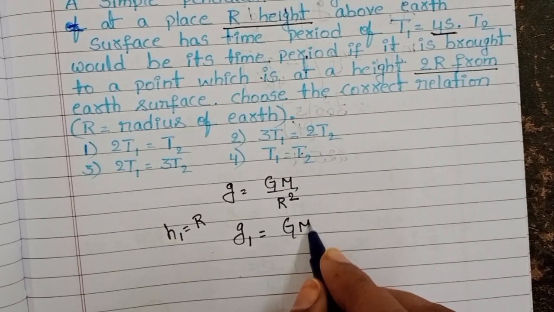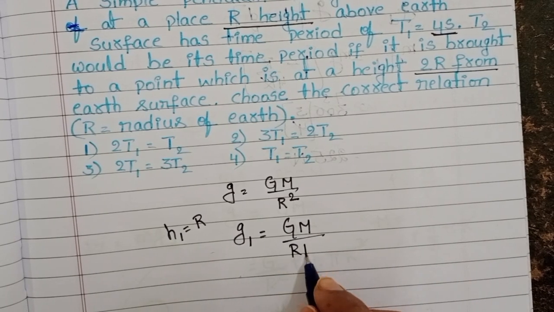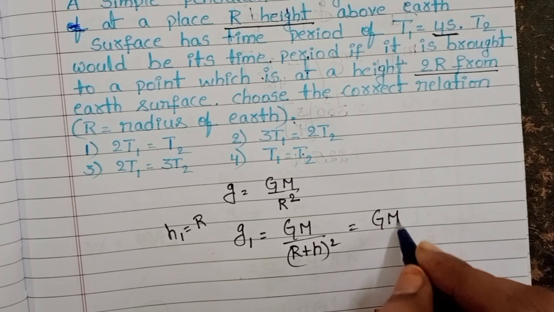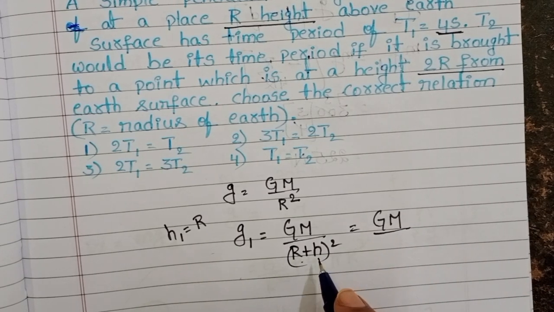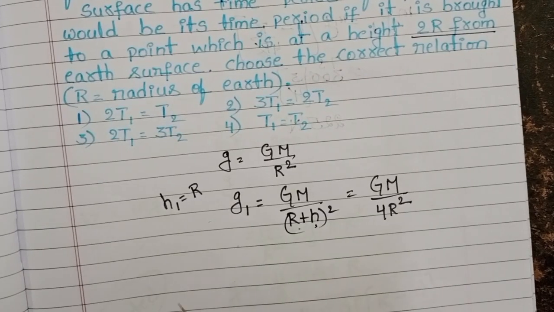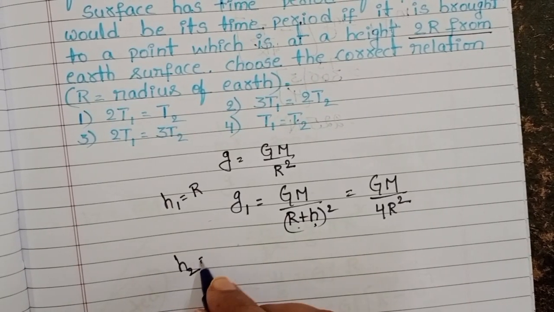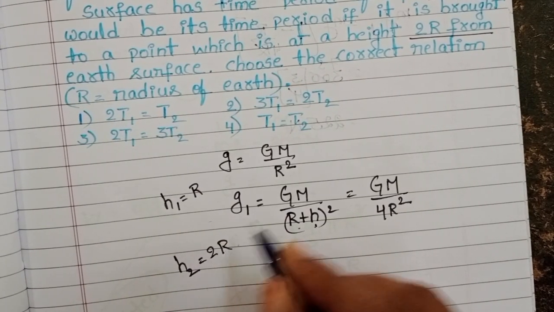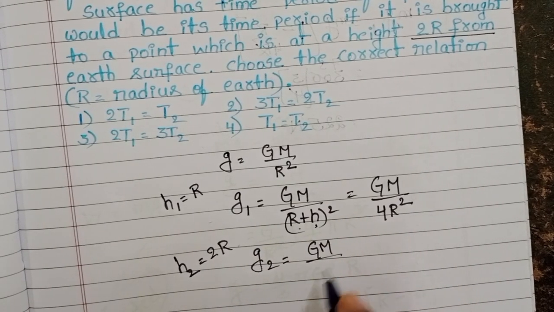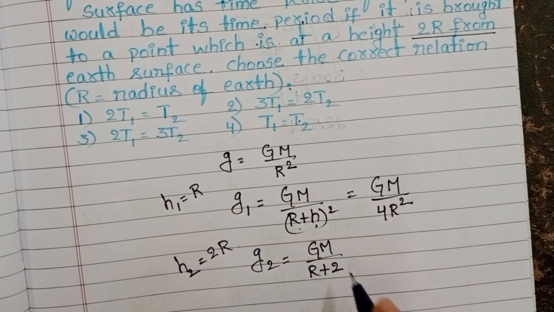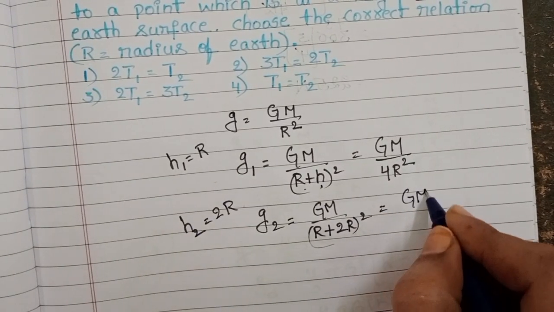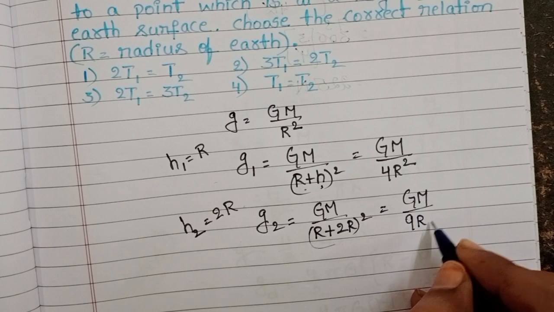g1 is equal to GM by (R plus h) whole square. Given height is r. R plus r, 2r. 2r whole square is equal to 4r square. And after increasing the height, h2 is equal to 2r from the surface of the earth. g2 is equal to GM by (R plus 2r) whole square. Then GM by 9r square.